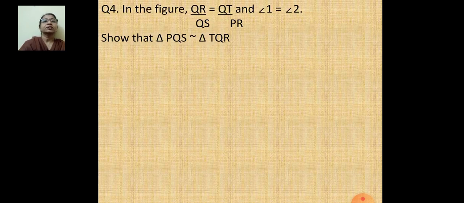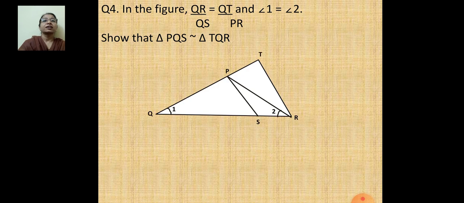Now next, here in the triangle in the given figure, QR upon QS is equal to QT upon PR. This is given to you, and angle 1 is equal to angle 2. Then show that triangle PQS is similar to triangle TQR. Right? So the ratio of two corresponding sides is equal and one pair of angles is equal. So now let us see.